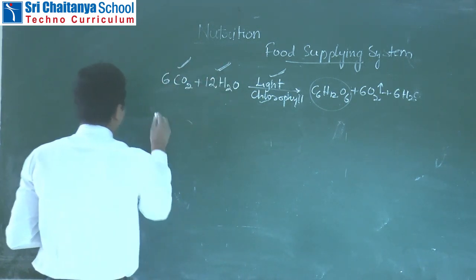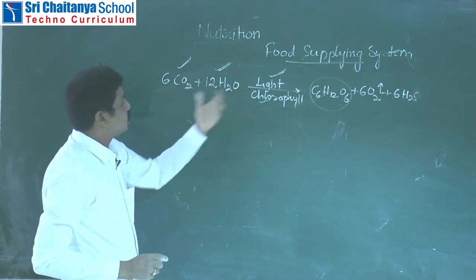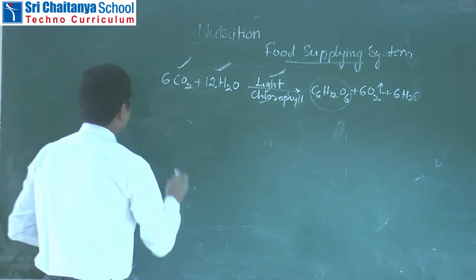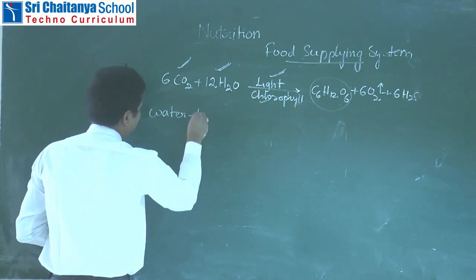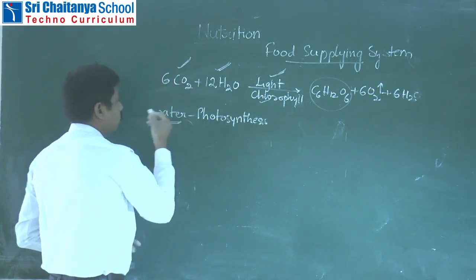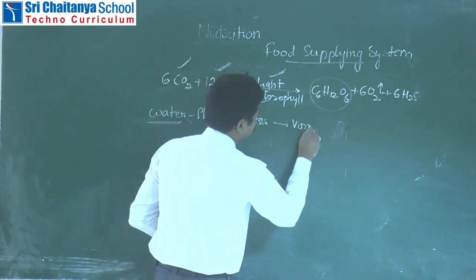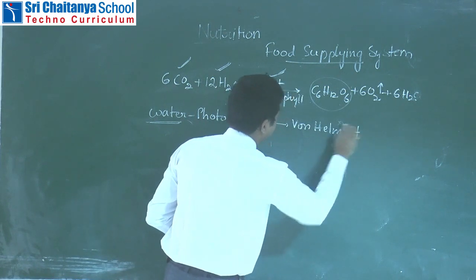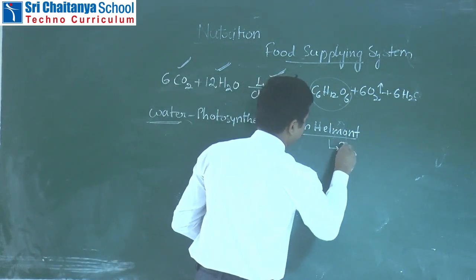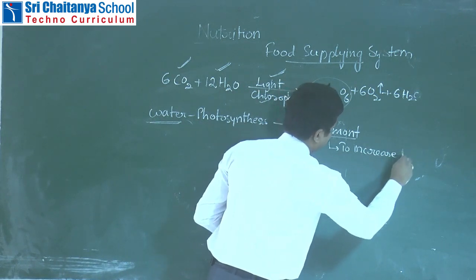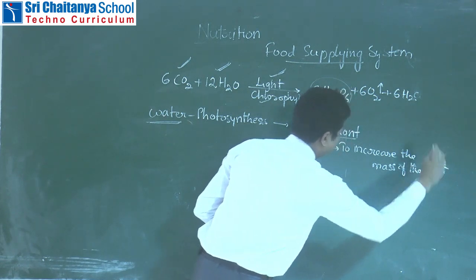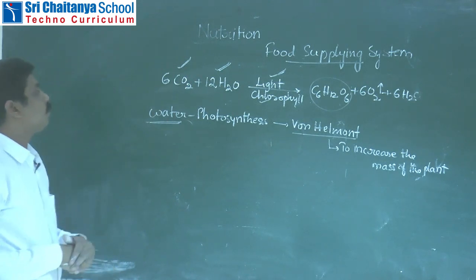First, water and photosynthesis. Van Helmont said that water is essential to increase the mass of the plant. Water is useful to increase the mass of the plant.